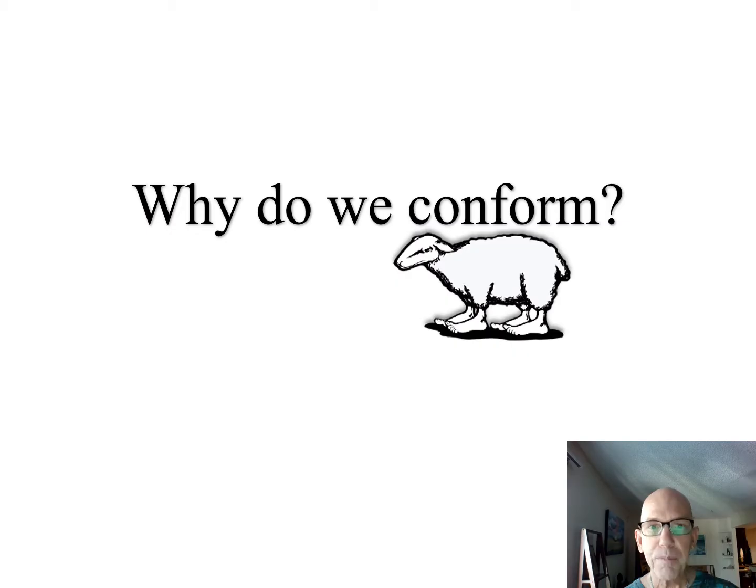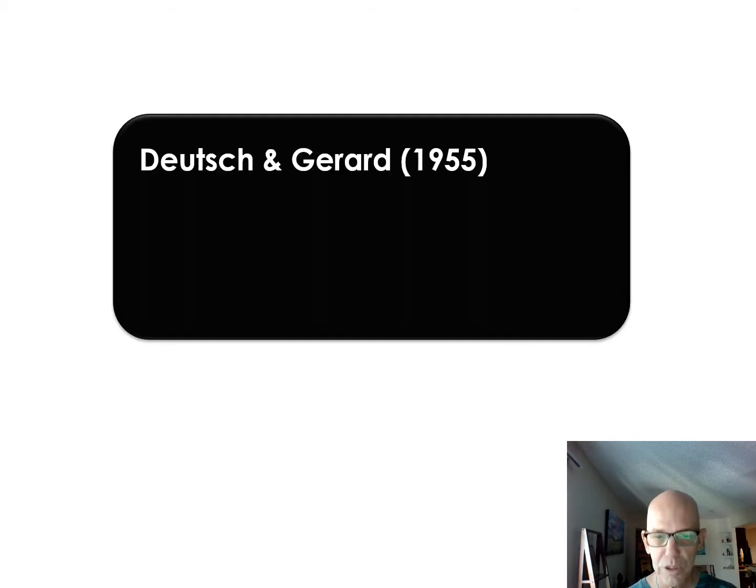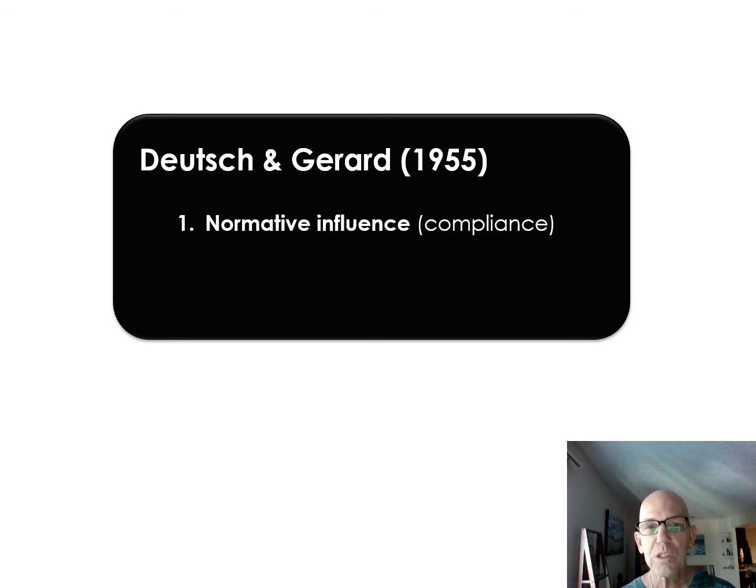Okay, so why do we conform? If you were in my social class, I'd go into this in a lot more detail, but Deutsch and Gerard, do know this for the test, talked about two different reasons. One is called normative influence. I just want to appear normal so that I don't get hurt. That has a lot to do with gender, right? I don't want to get into gay bashing right now, but I could.